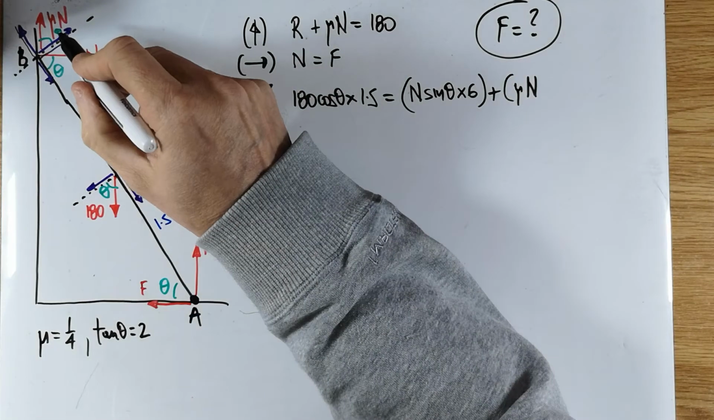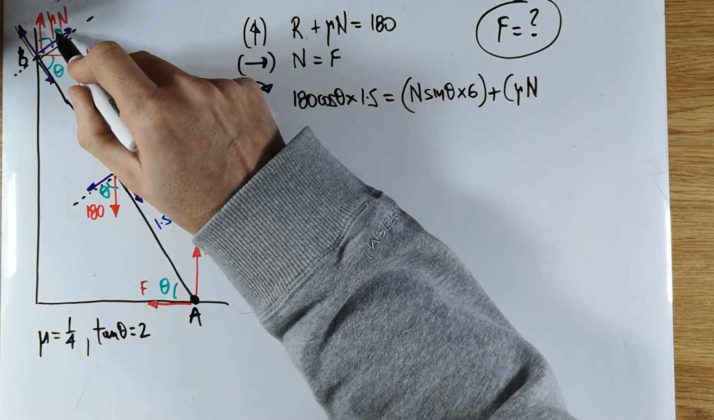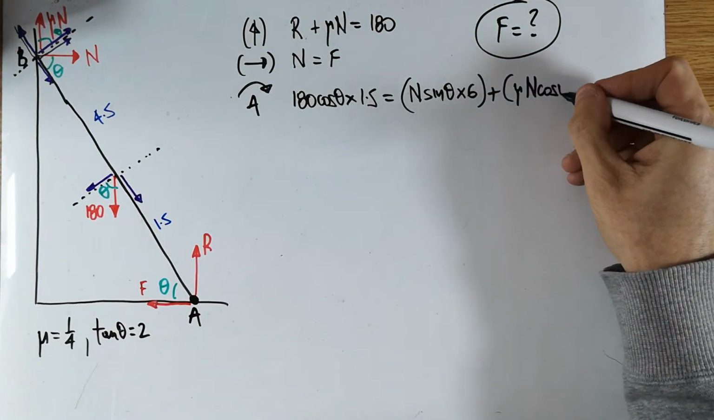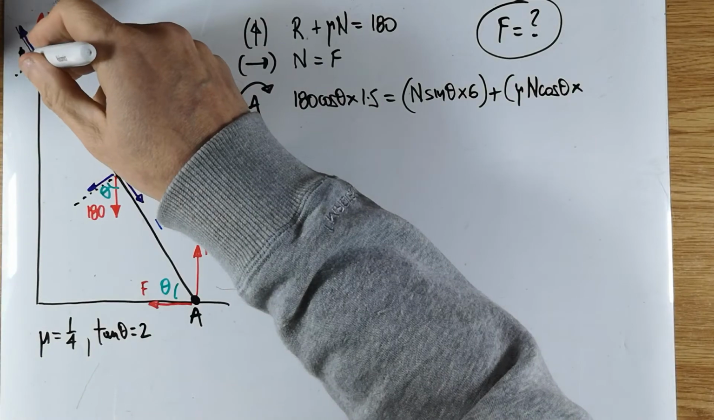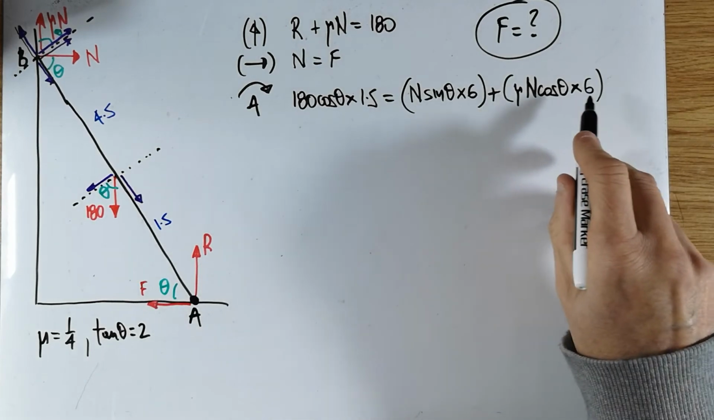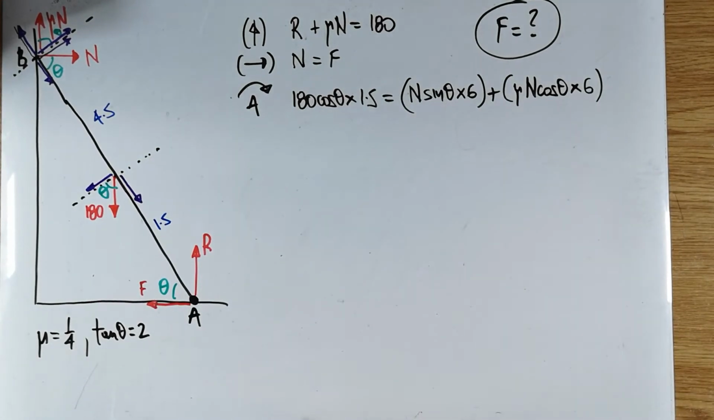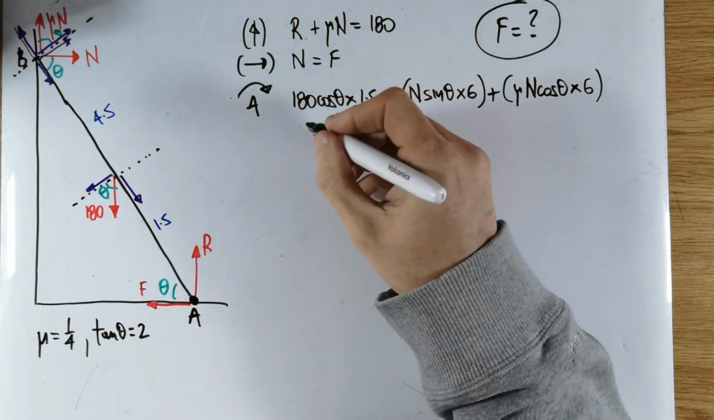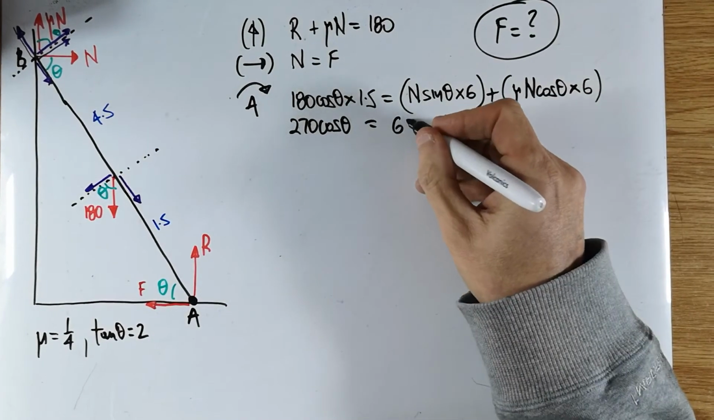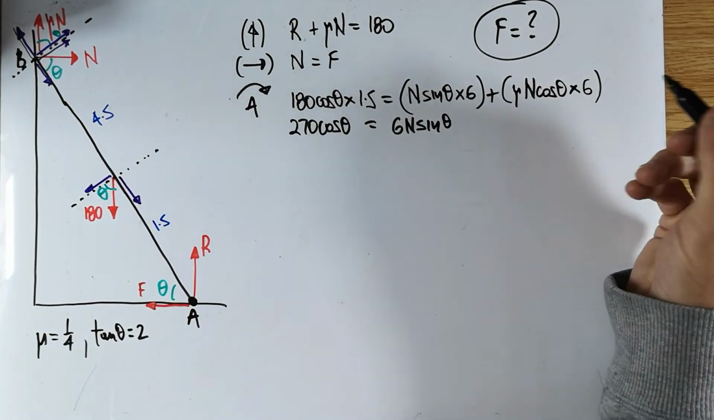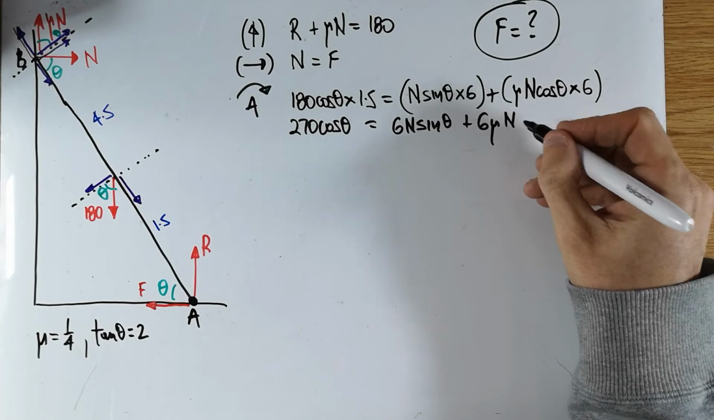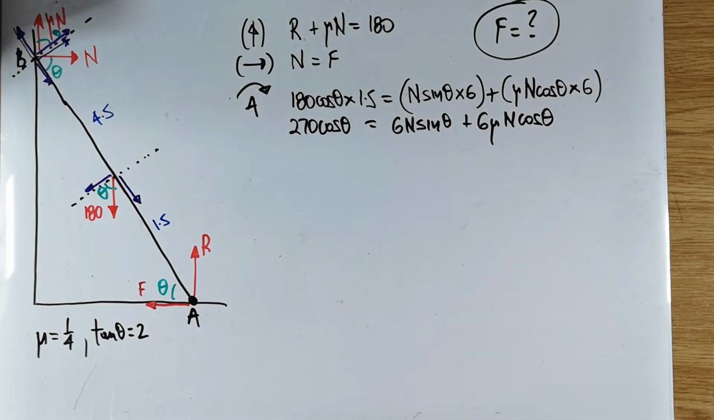I'm going to put the numbers in at the very end. The theta is on this side, you can barely see it there in green. So it's on the side of the angle, so that's mu n cos theta, times the distance from the pivot, which again is 6. So we're trying to find f. We're going to stay with this equation and tidy it up. 1.5 times 180 is 270 cos theta, equal to 6n sine theta plus 6 mu n cos theta.